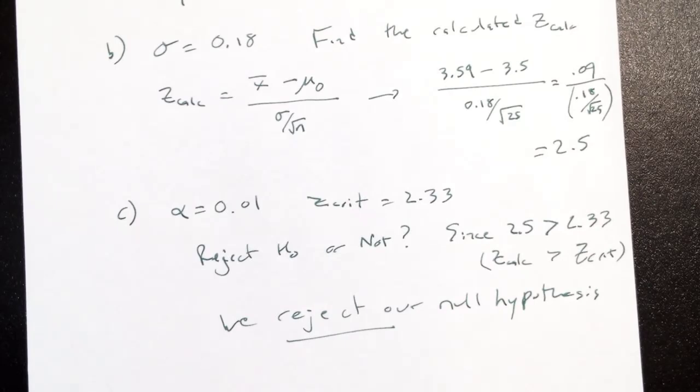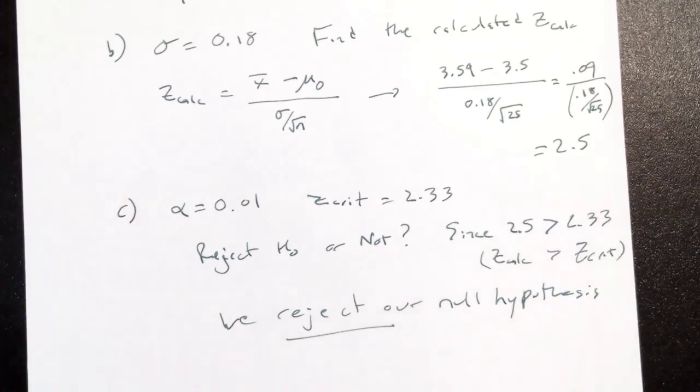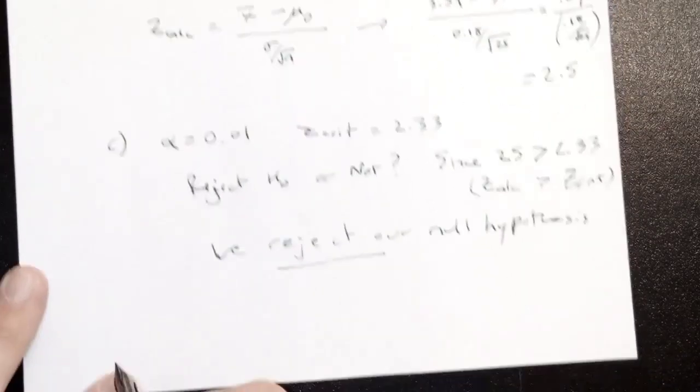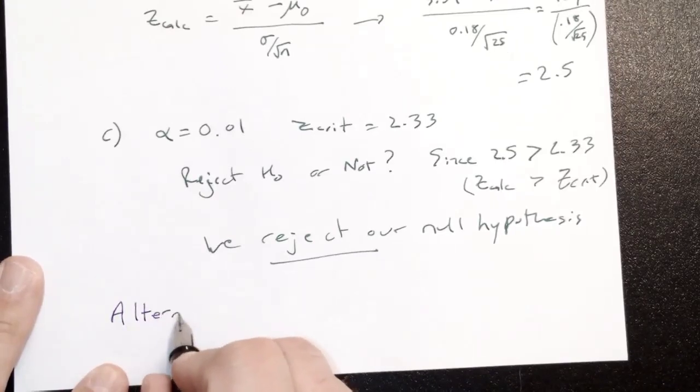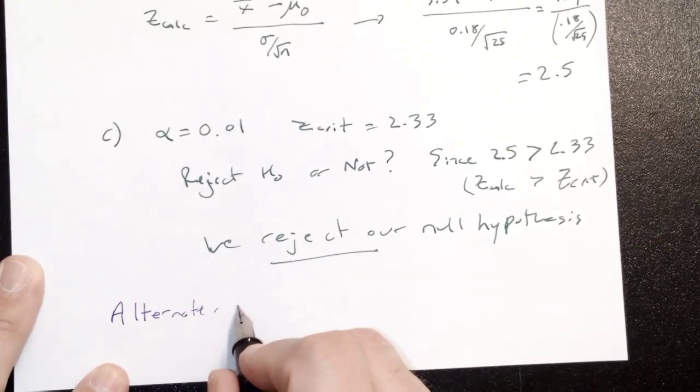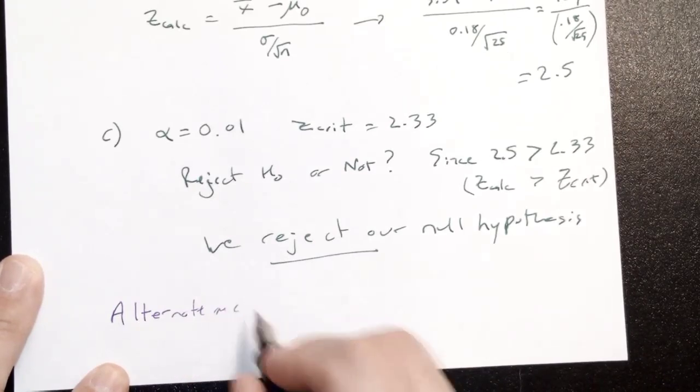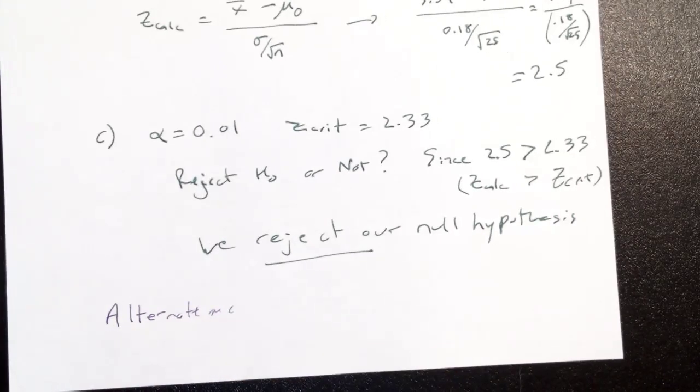Questions? I like this method for figuring out whether to reject or keep my null hypothesis. There is another method that I can use that doesn't require me to know a critical value. Throw this out.